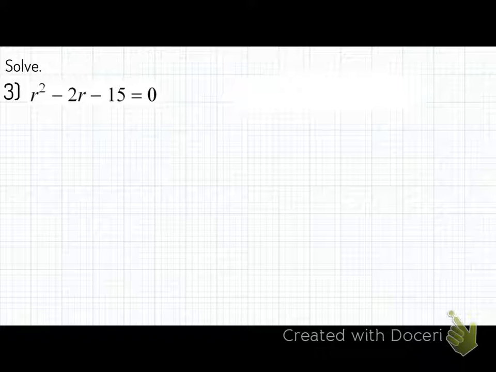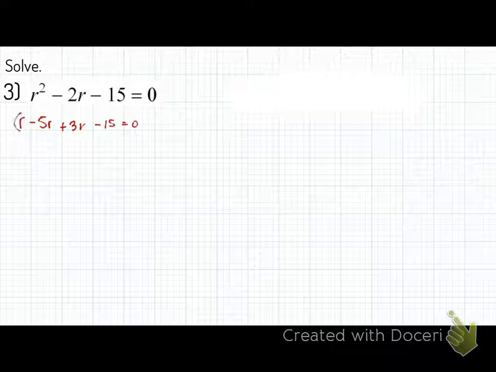Okay, so let's see if you're right, okay? Because I heard -5 and 3, and then I heard 5 and -3. You have to get the right answer. You can't just put 5 or -5. It has to be specific, okay? So on this one, you should have factored it out. It should have looked like the following. We got r squared minus 5r plus 3r minus 15 is equal to 0.